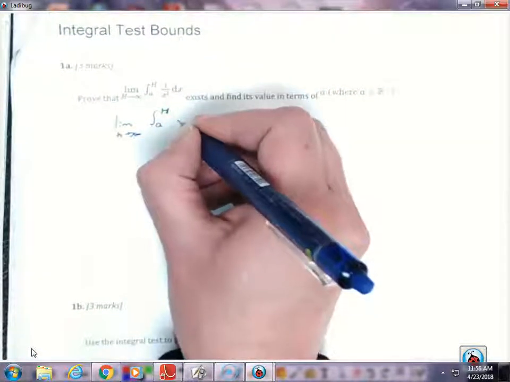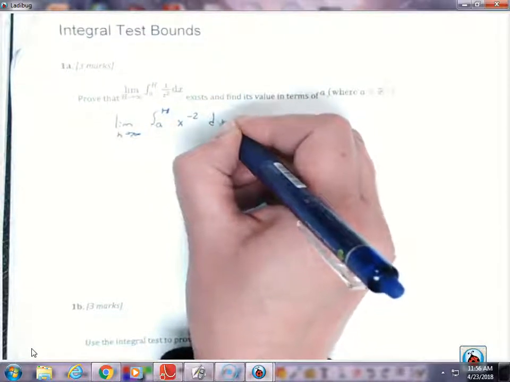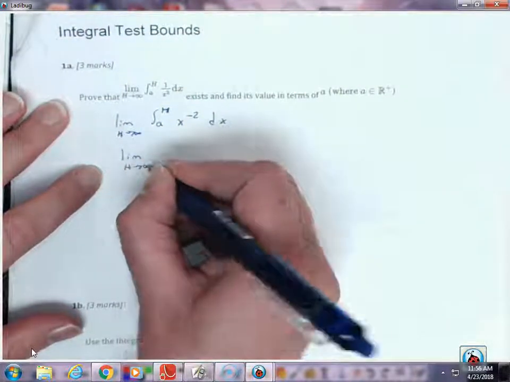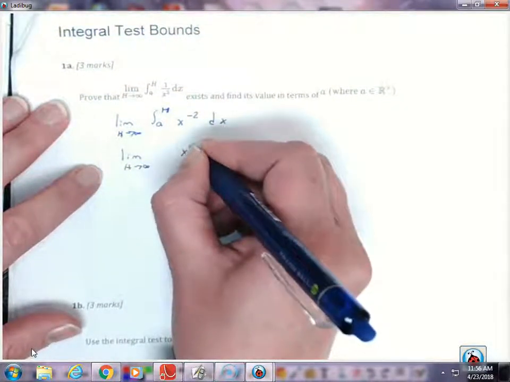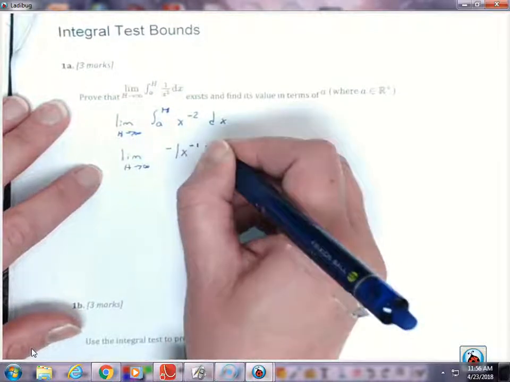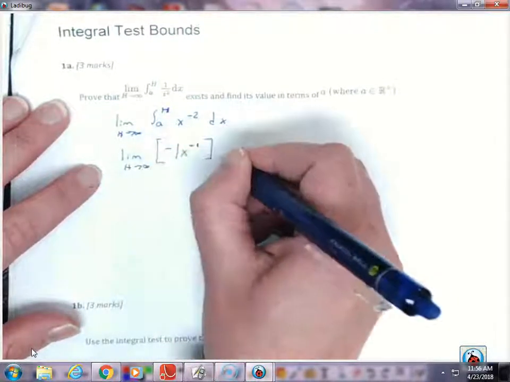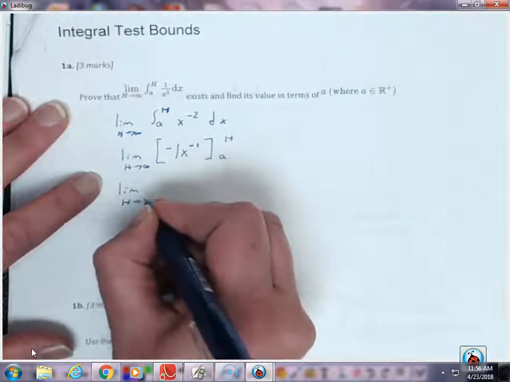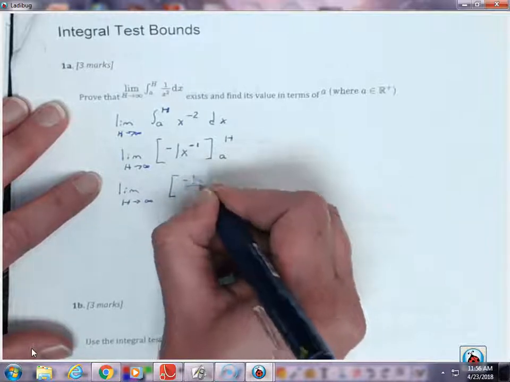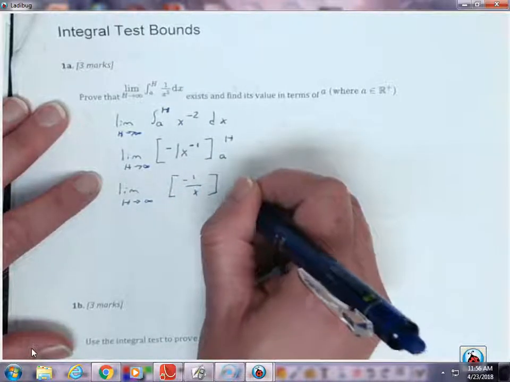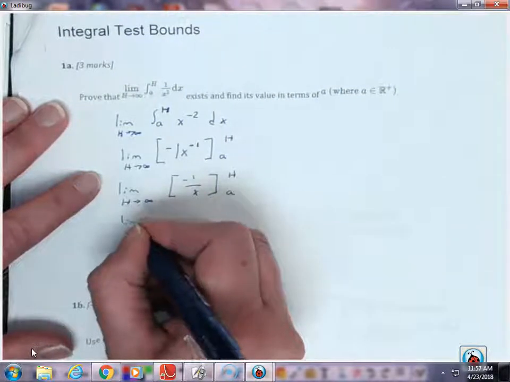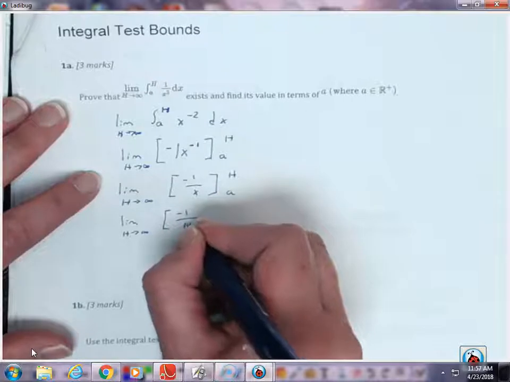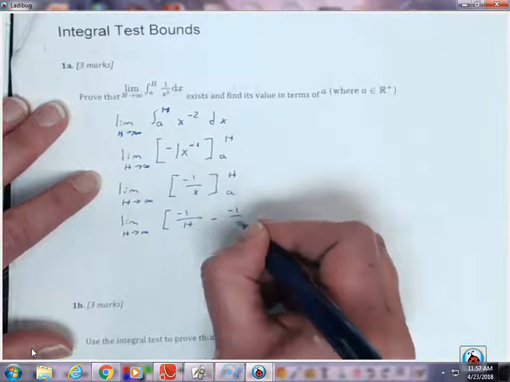So we're just going to change this to x to the negative 2, and to integrate that, we're just going to use power rules. So add 1 to the power times the reciprocal, and we're going to evaluate that from a to h. So this would be the limit as h approaches infinity. I'm just going to call that negative 1 over x from a to h. And the limit as h approaches infinity, we'll have negative 1 over h minus negative 1 over a.